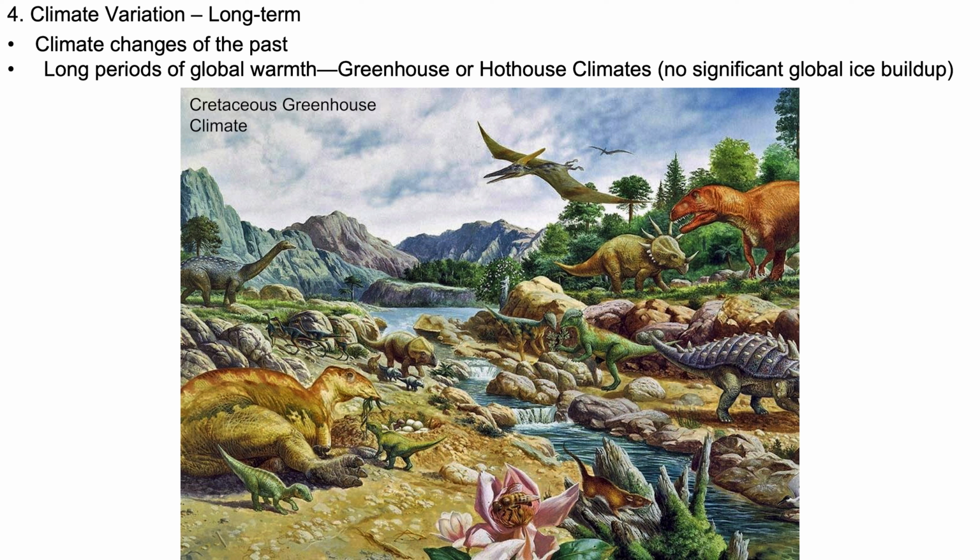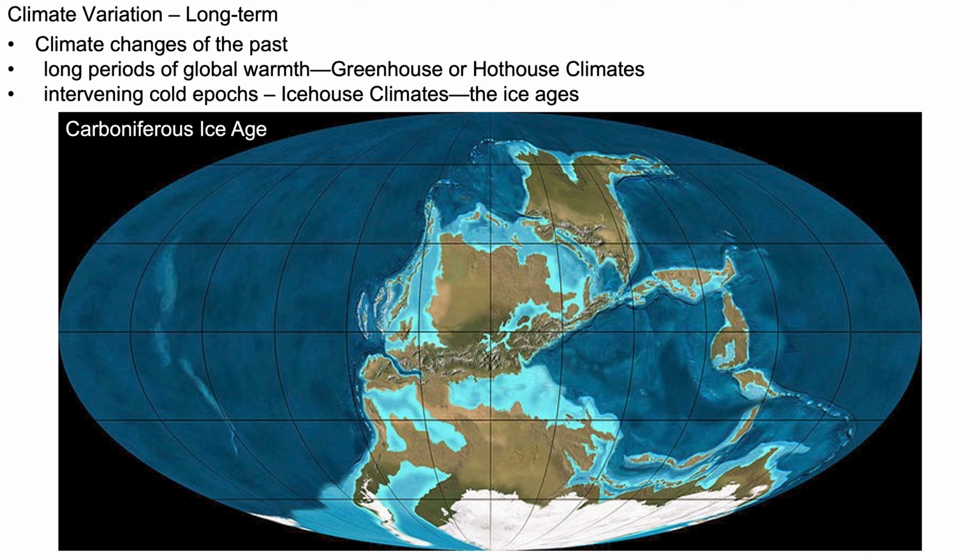Here we see the Cretaceous, a peaceful day in the Cretaceous when all the plants and animals got together. Never happened like this. Now, the opposite extreme is what's known as an icehouse climate. Generally, through Earth's history, we've been in greenhouse or hothouse climates. These are perturbed or interrupted by icehouse climates that last for sometimes short periods of time, in other instances, quite long periods of time. So these are known loosely as the ice ages.